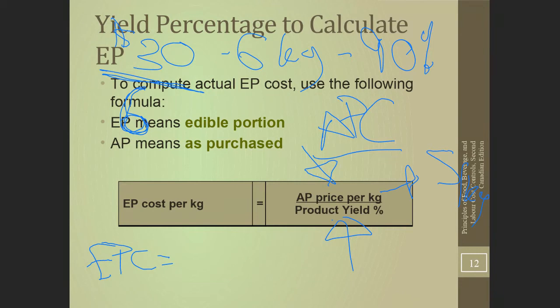Now, this is not the true cost per kilogram, because it does not take into consideration the 90% yield. So let's apply the formula here. Our as purchased cost per kilogram is $5 per kg, and we have a 90% yield, so we're going to divide it by 0.9. What is our edible portion cost in this case?